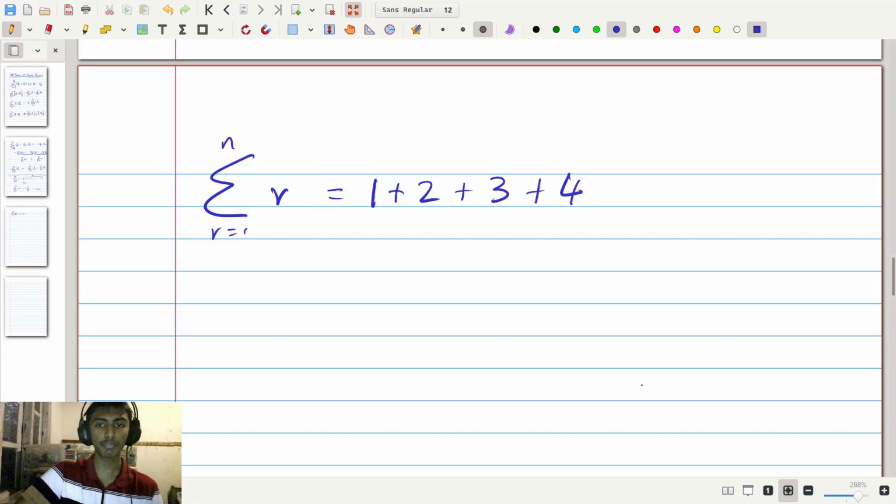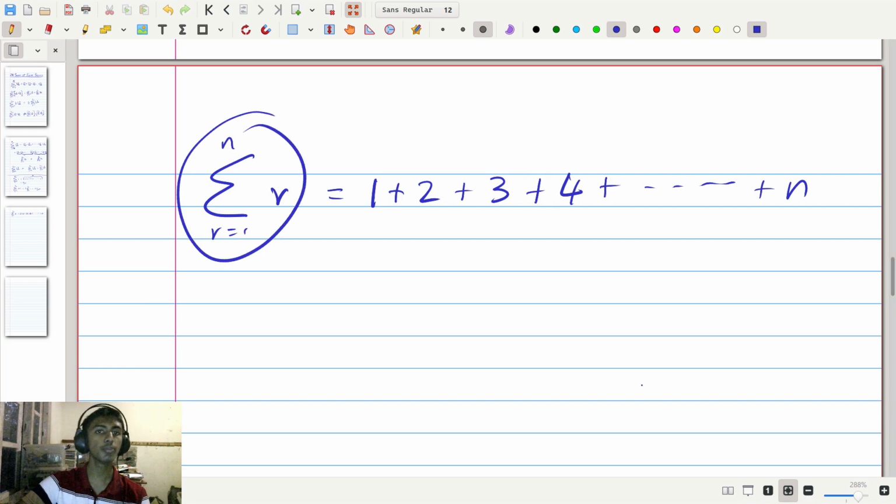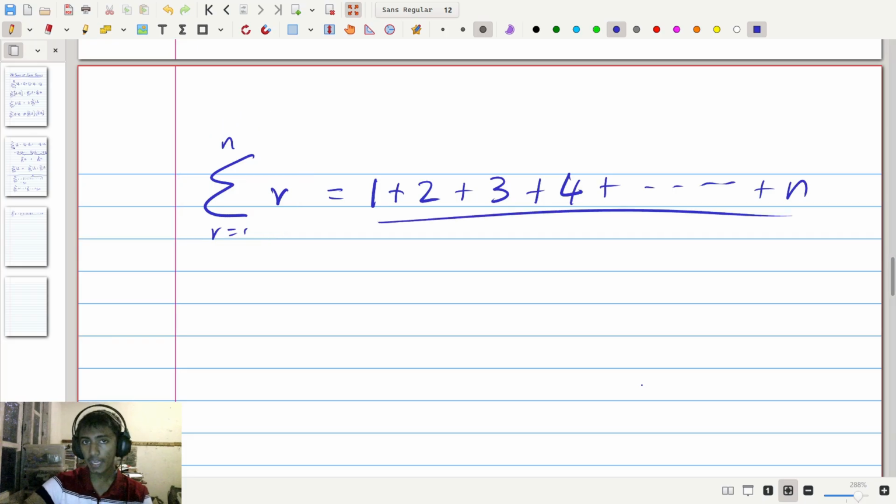Then we're going to have to add 4, then 5, then 6, then 7, and so on until we eventually add n. So therefore, the sum from r equals 1 up to n of r is simply the sum 1 plus 2 plus 3 plus 4 all the way up to n. Now, in order to consider what this sum is in terms of a general form that has just n in it, what we're going to do is to consider adding the sum to itself.